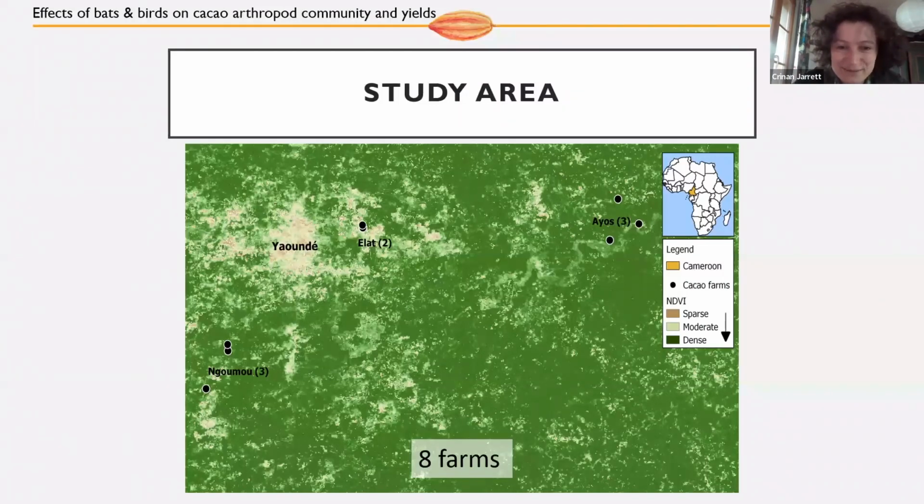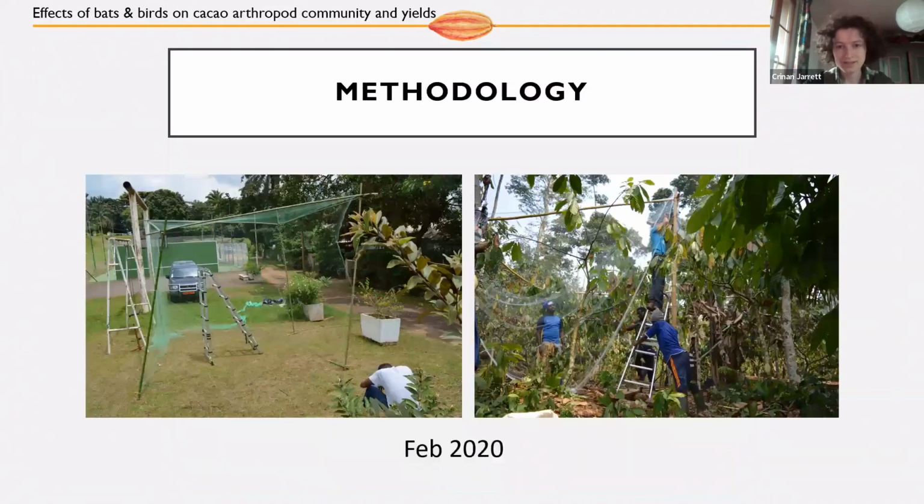So for this study, we chose 8 of our larger group of cocoa farms. We chose 8 farms because it was quite an involved study. And these farms include both more shady farms and more sunny farms. Our plan was to, in these farms, conduct an exclusion experiment, which basically means excluding some cocoa trees from birds and bats, so blocking the access of birds and bats to some cocoa trees.